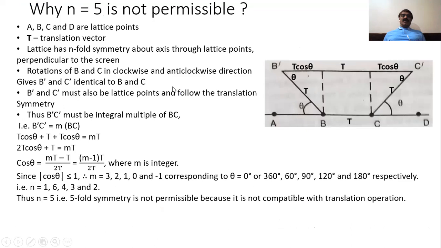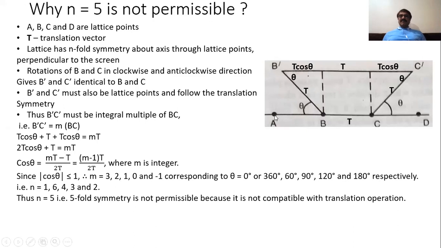Now, as I have told you, the allowed values of rotation symmetries are 1, 2, 3, 4, and 6. That means n equal to 5 is not a permitted rotation symmetry; a 5-fold rotation is not permitted. Why? That we are explaining here, by using this figure.